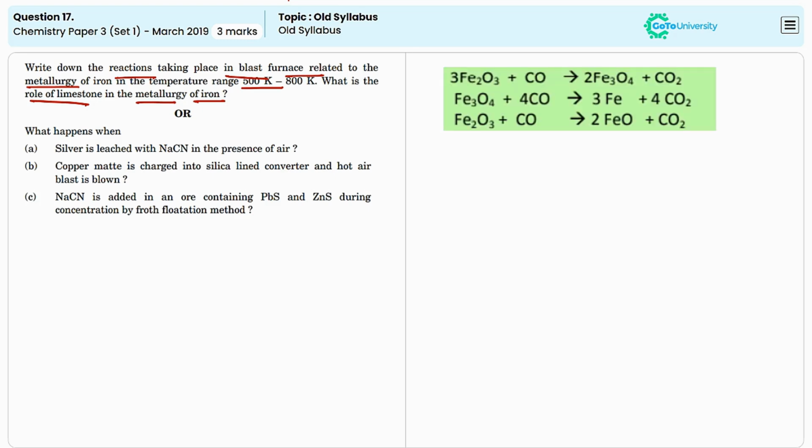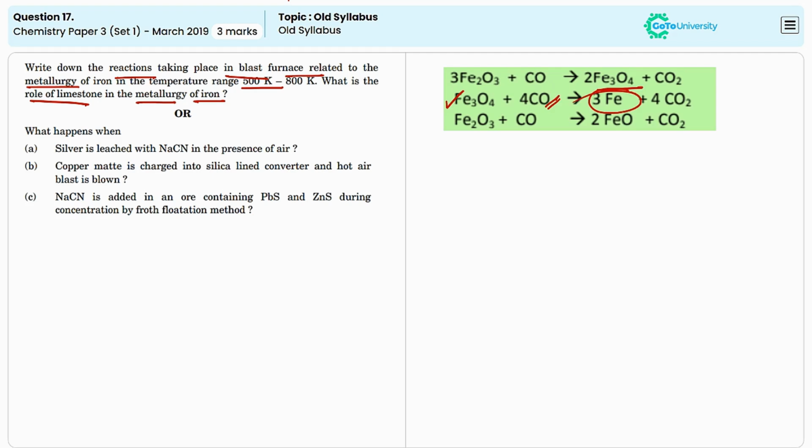The first one is hematite will undergo reaction with carbon monoxide and they will produce Fe3O4. In the second step, this Fe3O4 is again reduced by carbon monoxide and they will produce the molten iron.